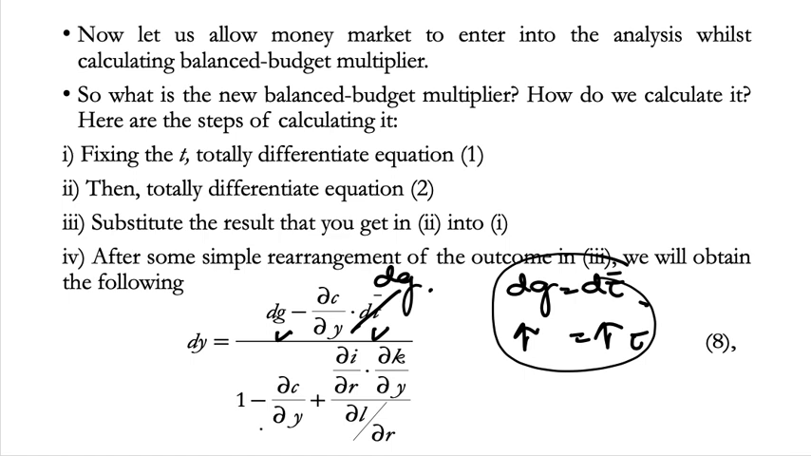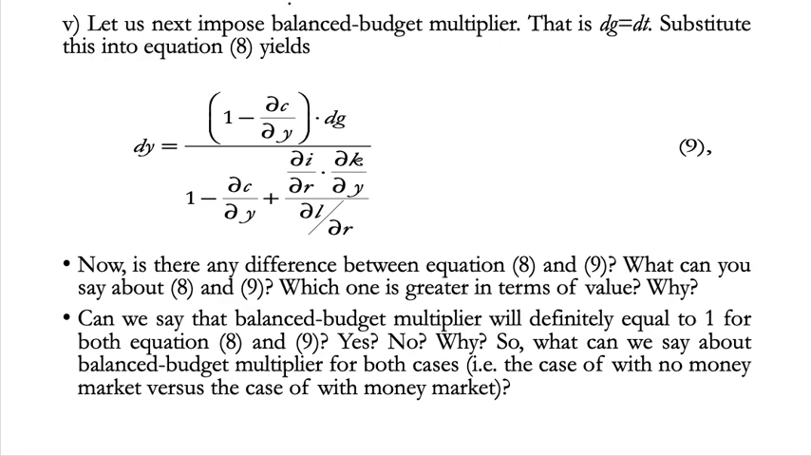Impose balanced budget, and then what we need to do here is basically, you can see a common factor, which is dG. You can factorize it. I'm talking about the numerator, dG here, so you can factorize it. So it becomes 9. Can you see? We factorize it, then you can have in bracket 1 minus delta C over delta Y times dG and the rest. Okay, so if I cross multiply this, then I get dY over dG.